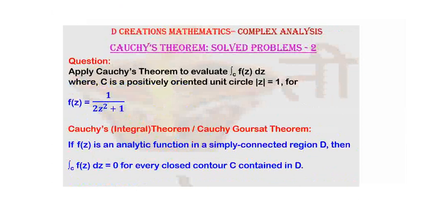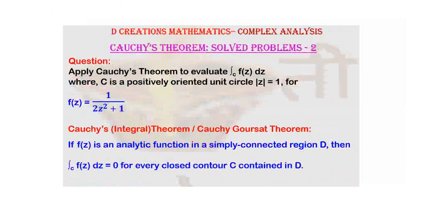Recall that Cauchy's theorem, which is also known as Cauchy's integral theorem or Cauchy-Goursat theorem, in honor of Goursat, who had also made some additions to it. It says that if f of z is an analytic function in a simply connected region D, then integral of f of z dz over C is 0 for every closed contour C contained in the simply connected region D.